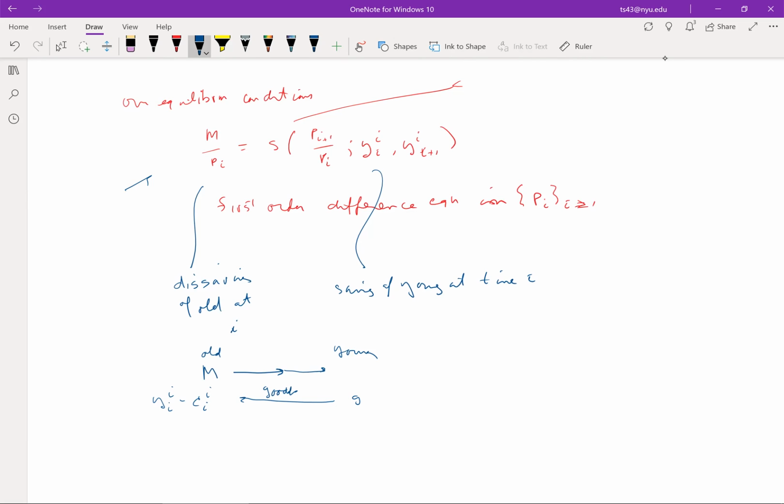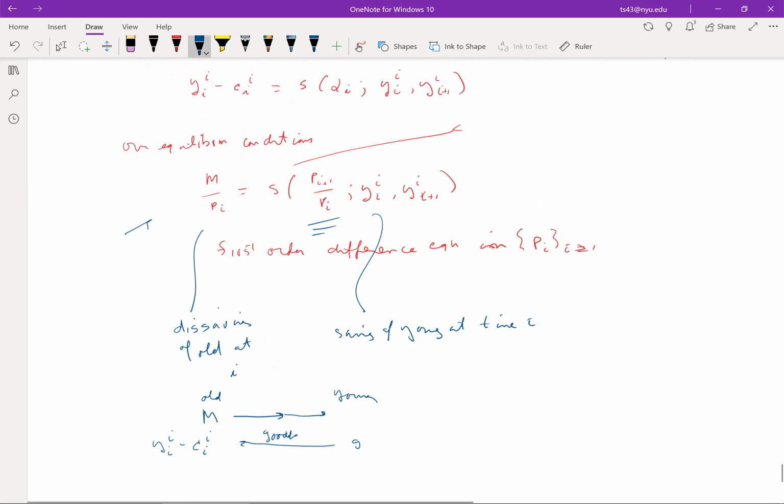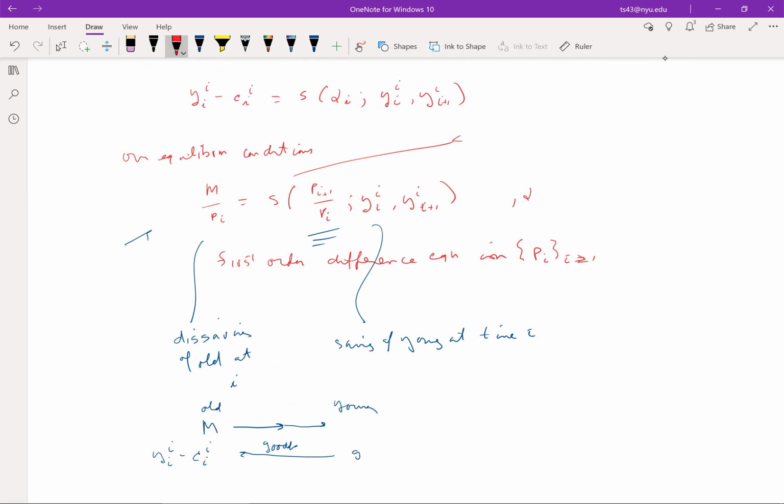Once you become old, you just use all of your money that you have to purchase goods. When you're young, your demand depends on the rate of return on money, which is going to be given by this alpha_t that we computed. Again, to remind ourselves, alpha_t was the reciprocal of the gross return on money. It's the inflation rate.